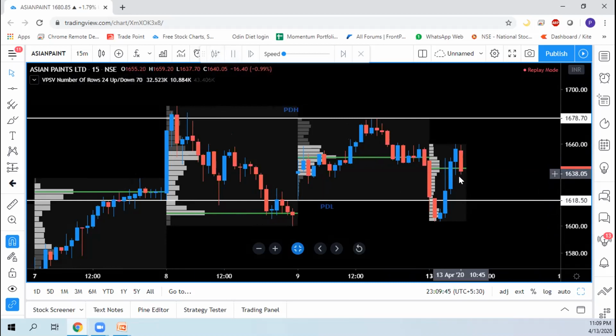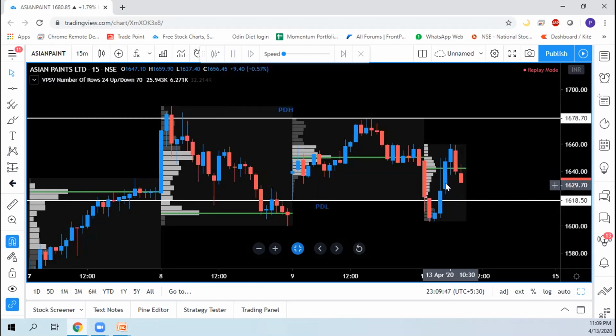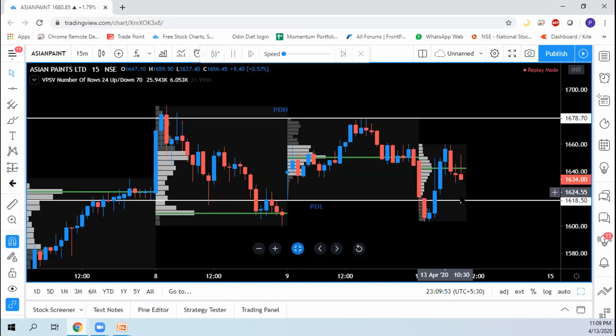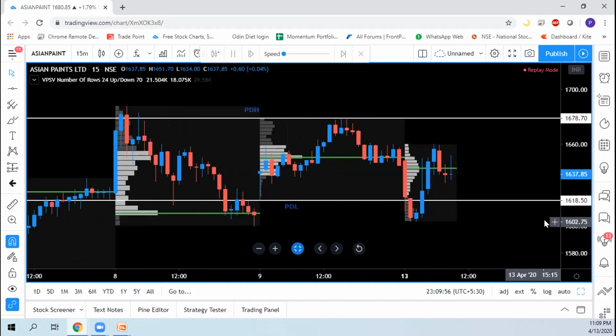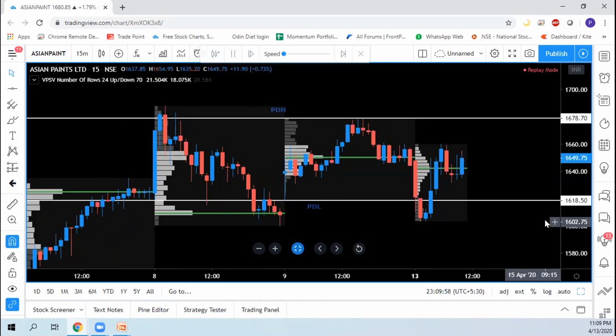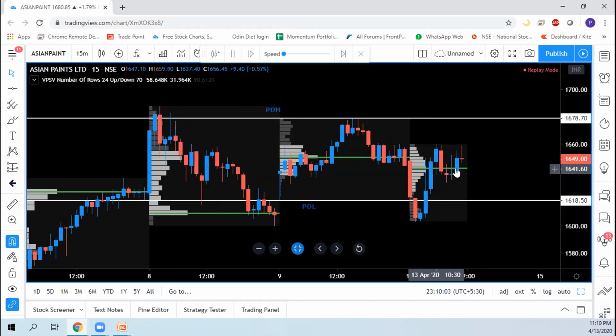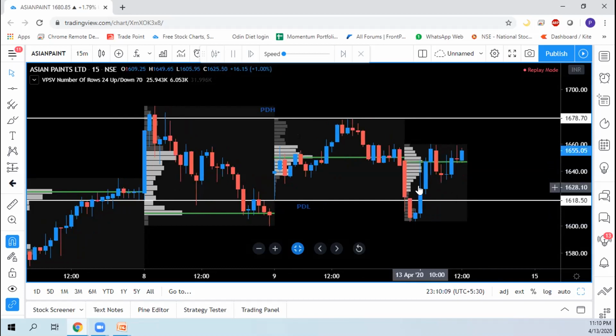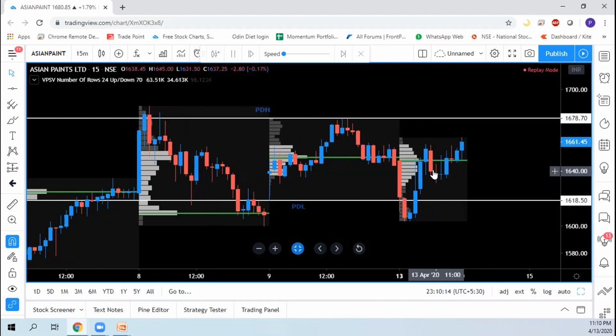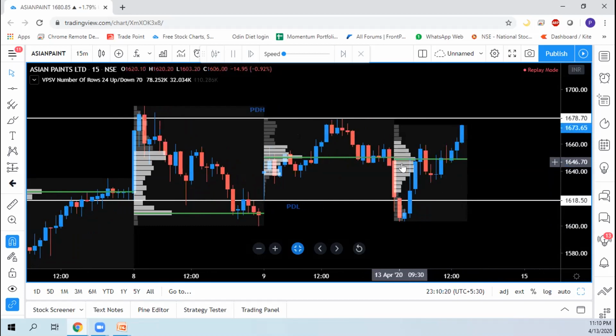My stop loss will be somewhere around the low of this particular candle, maybe 1620, somewhere around there I can keep my stops. What happens here is it's a balancing. In the morning it was an imbalance move, then suddenly it came up. The sellers sold over here, so they are in a dilemma, and we are balancing over here. We are observing all the supply from the early morning sellers, and we started moving higher.